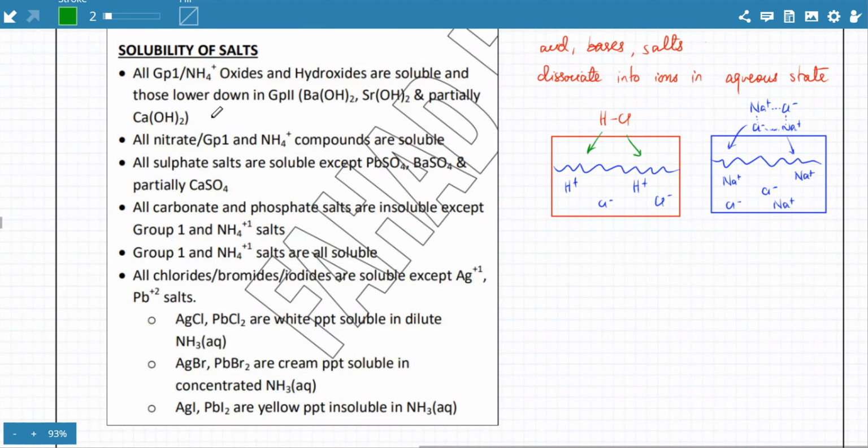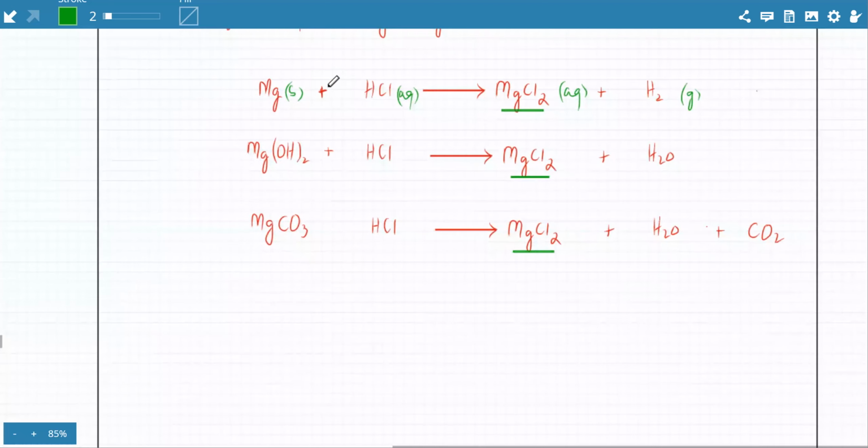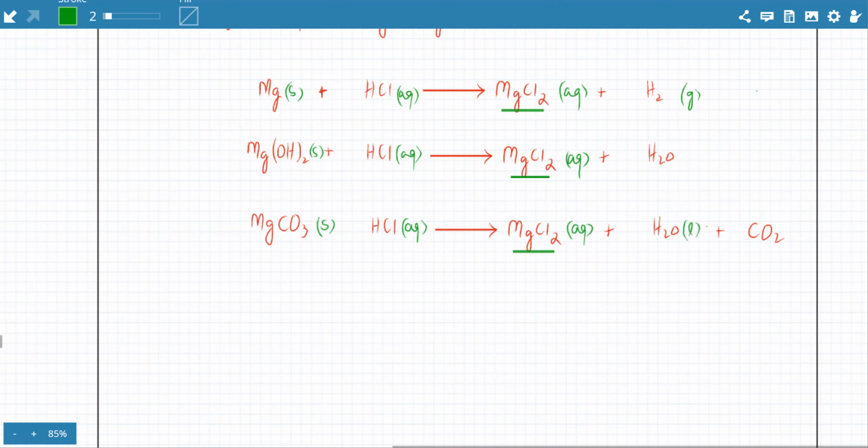And hydroxides and oxides are only soluble for group 1, and those that are lower down in group 2. So Mg(OH)2, MgO, etc. are not soluble. So I can write the states of all the other substances as well. Again, MgCl2 is aqueous. HCl is also aqueous, and Mg(OH)2 is a solid. Carbonates are also mostly insoluble. HCl is aqueous, MgCl2 is aqueous, and you've got water, which is in liquid state, and you've got carbon dioxide, which is in gas state. Okay, is this clear?